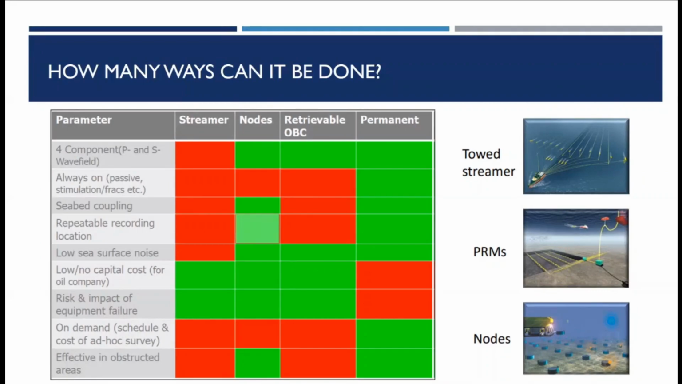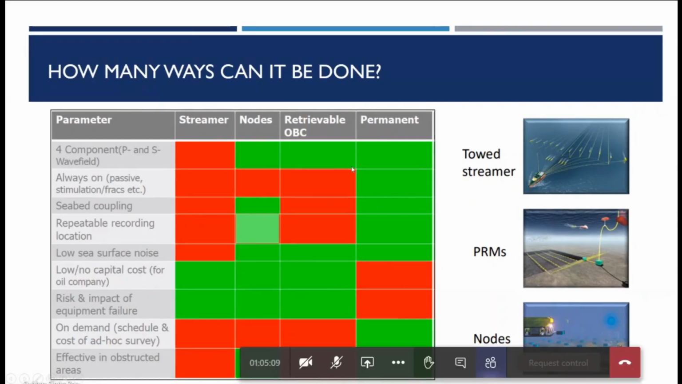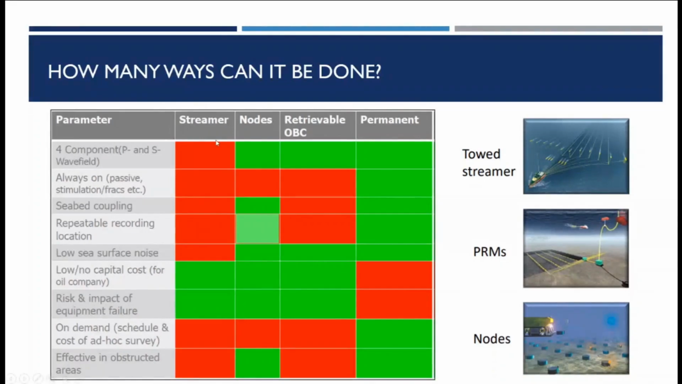When it comes to four component data, you're quite aware that nodes, permanent seismic, and retrievable OBCs provide four component data. With a streamer, of course, you're just getting the hydrophone data, so you're just getting the P component. If your shear component is important for you, then your choice should be one of these three and not streamer. If you feel that your shear component is not that important, at least for your reservoir, then probably it's better to go with the streamer.